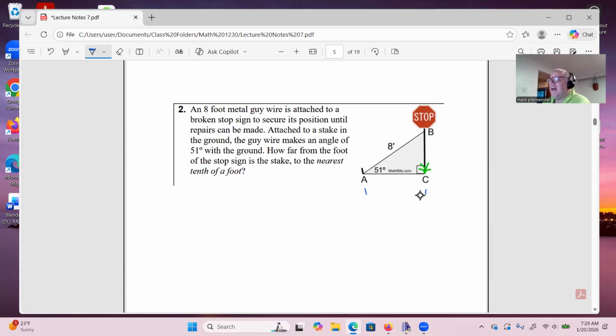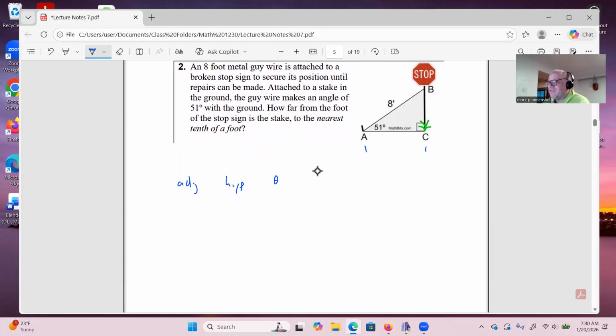Actually, it's not a tangent. We don't know how high the stop sign is. So we have a hypotenuse, we have an angle, and we want an adjacent side. So we have to ask what relates adjacent to hypotenuse to my angle. And oh, that's cosine. Okay, so we're going to go ahead and figure that out.